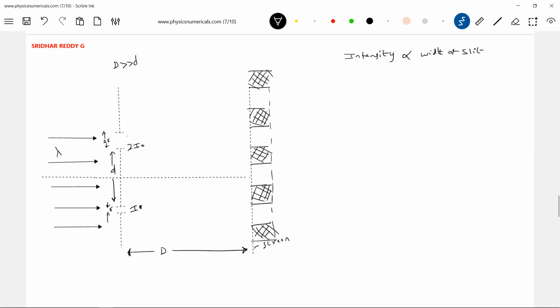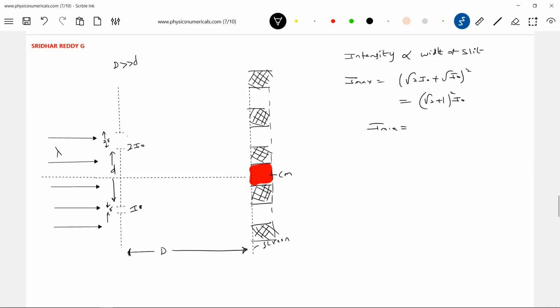Where will the central maxima be? This will be the position of the central maxima. The position of the central maxima will not change. Let me indicate the central maxima by red color. Then we'll see what happens to the intensity. So what is I max? It should be equal to root 2 I naught plus root I naught, whole squared. This equals root 2 plus 1, whole squared, times I naught.